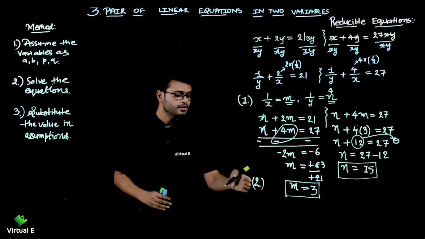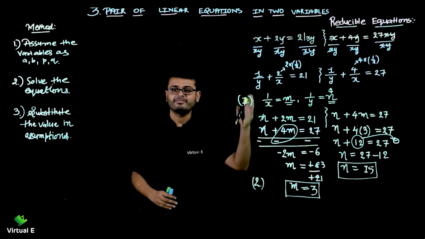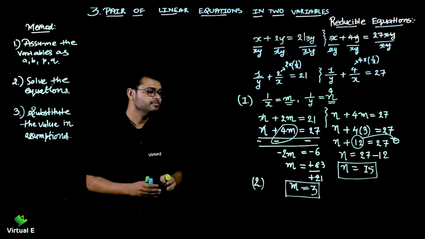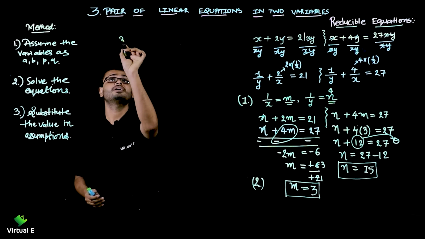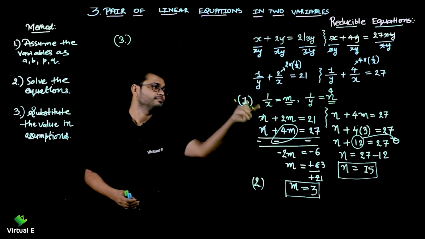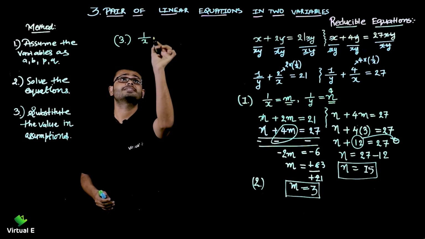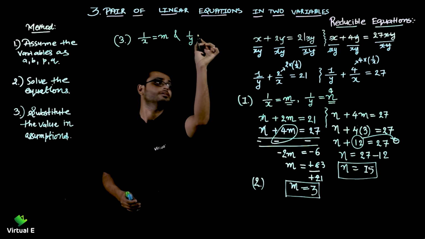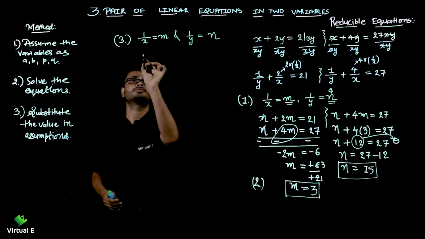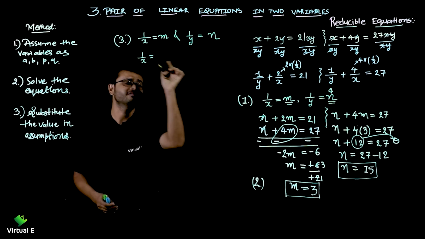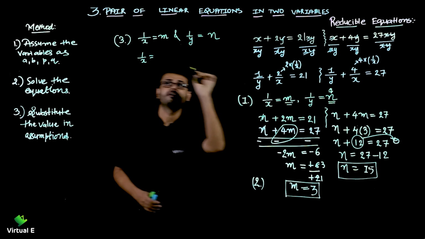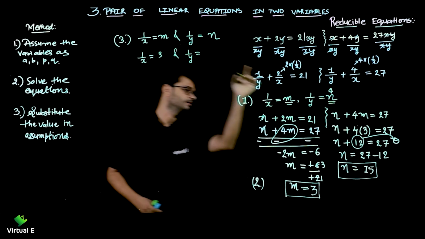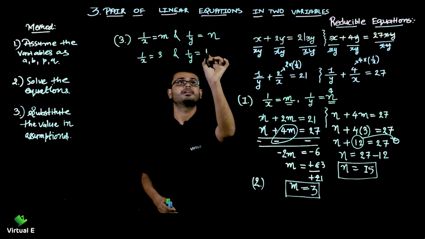So I am going to go to the point where I started. I started with this one. So I am repeating this same step over here. Let me give number 3 for the third step. So 1 over x is equal to m and 1 over y is equal to n. So 1 over x as it is, and what is the value of m, which is 3, and what is the value of n, which is 15.